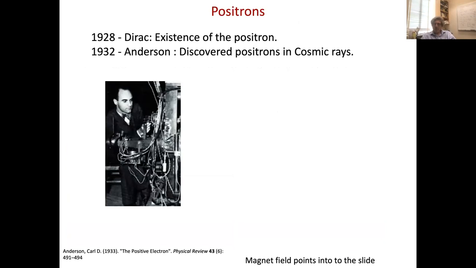Okay, so now, there are theoretical physicists, which is Dirac, and there are experimental physicists. And Carl Anderson was an experimental physicist at Caltech, and he was studying cosmic rays. Here is a picture of him on the left. And he wrote a paper just a few years later in 1932 called The Positive Electron.